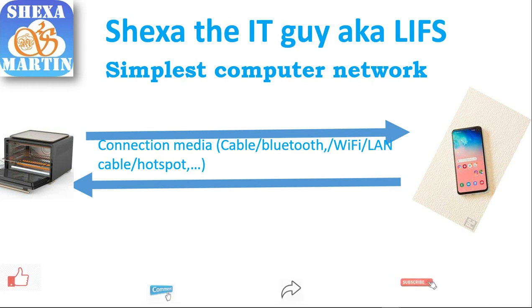But with this, we may not conclude that we now have the internet. I will get to the internet. Here we are talking about network only, just network. We have 2 devices connected to each other. We may have more than 2 devices connected to each other. That's a network. So here we have 2 nodes, a mobile phone and a smart oven.